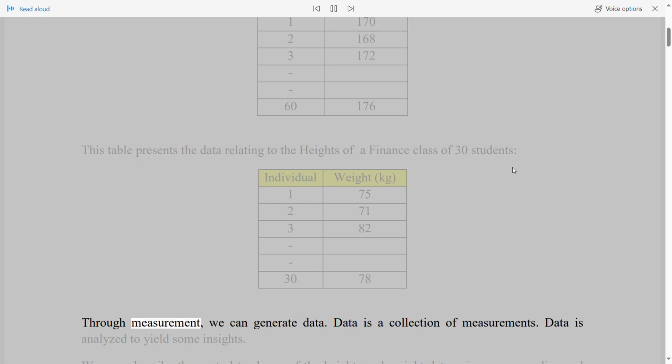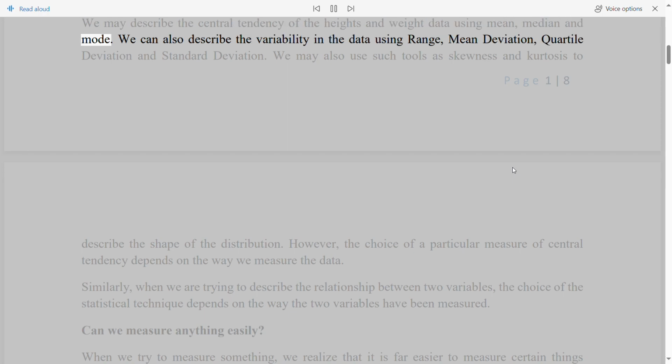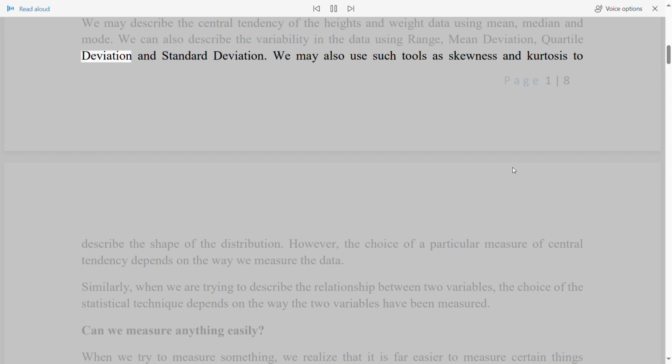Through measurement, we can generate data. Data is a collection of measurements. Data is analyzed to yield some insights. We may describe the central tendency of the heights and weight data using mean, median and mode. We can also describe the variability in the data using range, mean deviation, quartile deviation and standard deviation. We may also use such tools as skewness and kurtosis too.